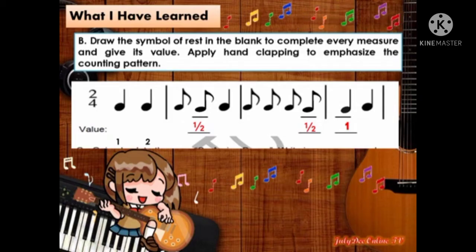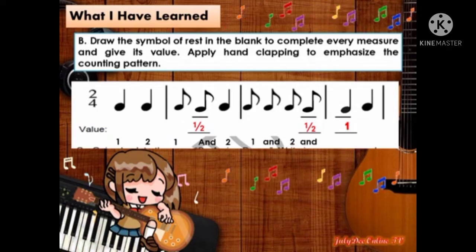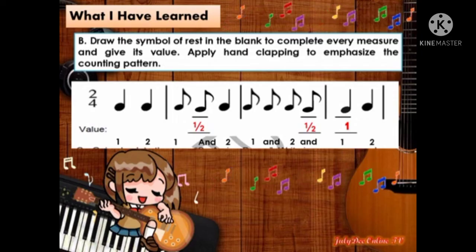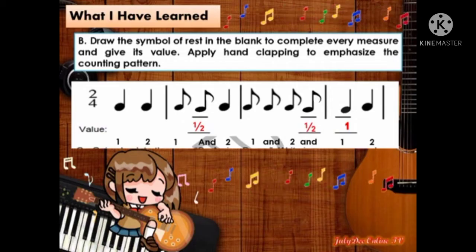Pattern is 1, 2, 1 and 2, 1 and 2 and 1, 2. Now let's do the hand clapping. 1, 2, 1 and 2, 1 and 2 and 1, 2.